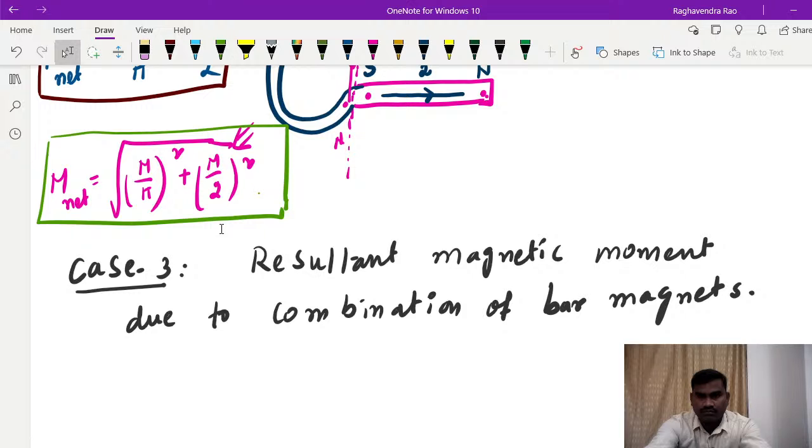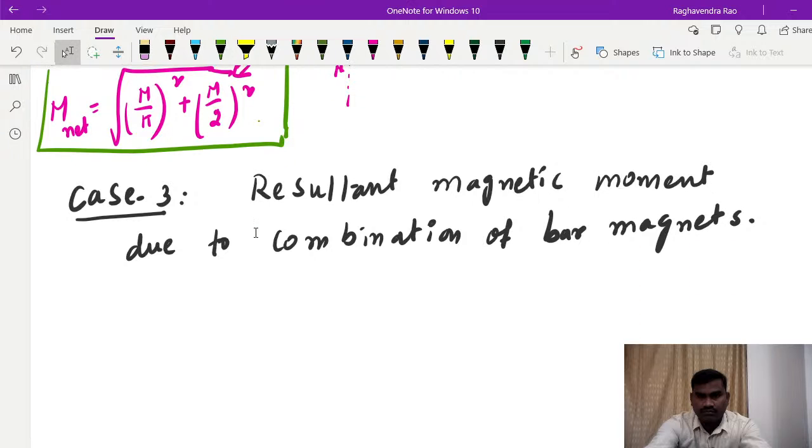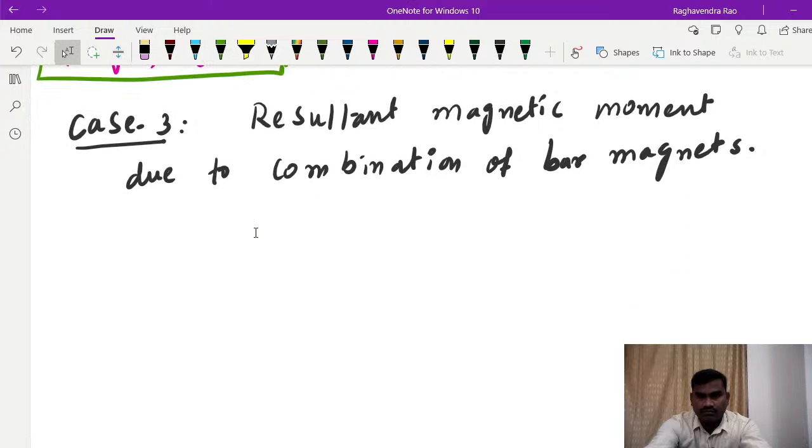Otherwise, if they want to ask numericals, they will give the initial magnetic moment value, and later they will ask for the net magnetic moment or the magnetic moment of a bent part. I will send a file so you can practice numericals based on this. Those direct cases can also be treated as numericals. Okay, right. Resultant magnetic moment due to combination of bar magnets.